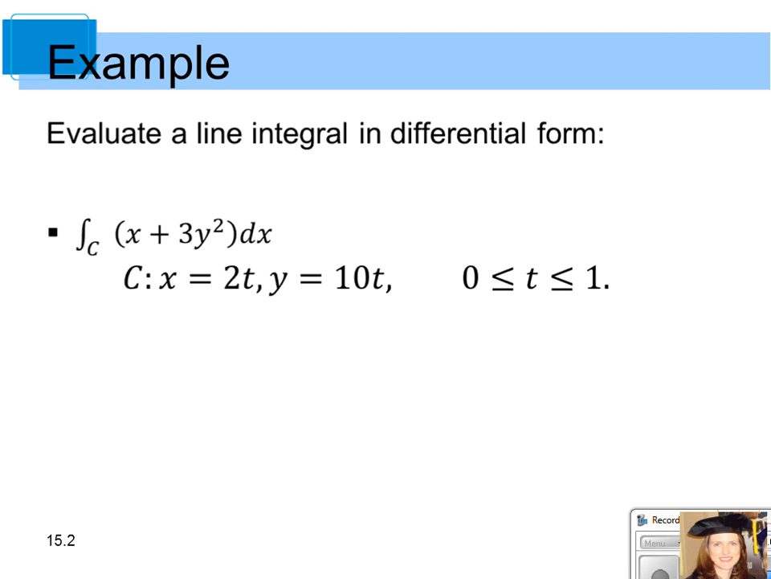In this example, the line integral is in differential form. It's in the form of m dx + n dy, but you don't quite see the n and dy. That could mean several things. Perhaps the n is 0 or the dy is equal to 0. We can still solve this by making the substitutions. Try this one on your own and then come back and check your solution.